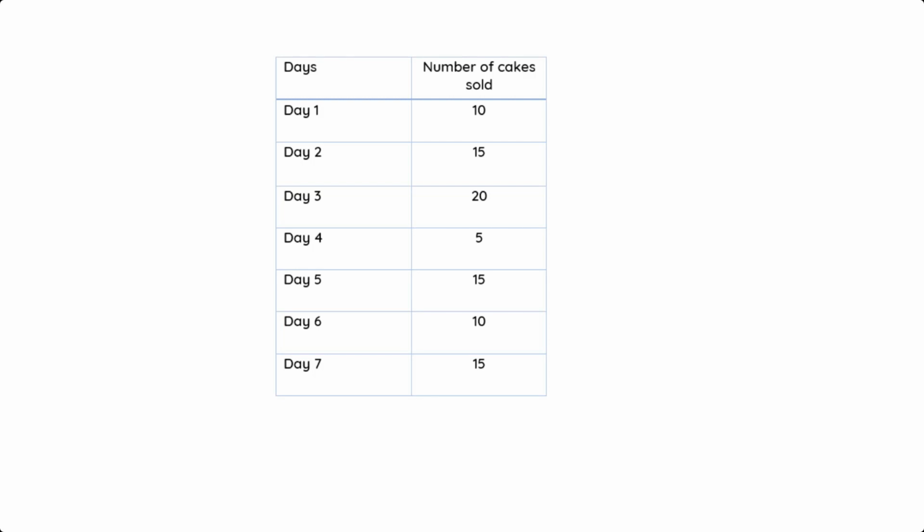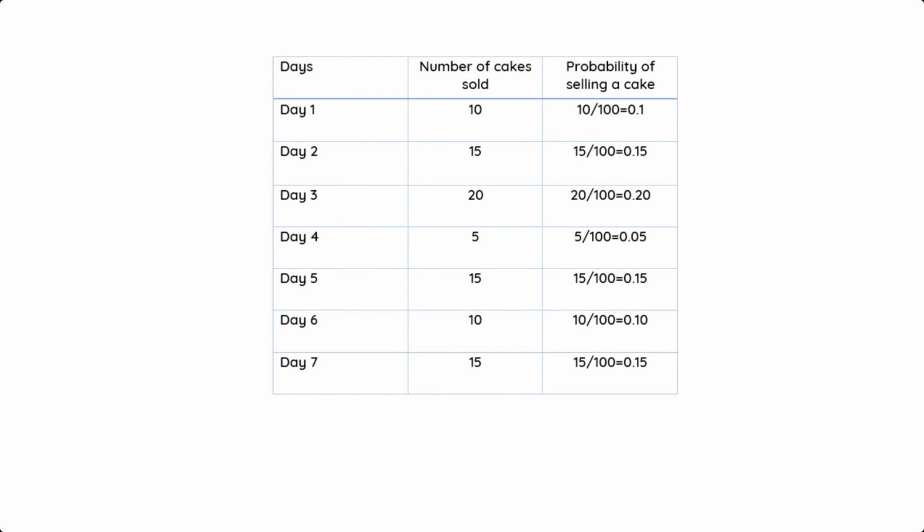We have a complete table that shows us the days, the number of cakes sold in a day, and the probabilistic value of selling a cake on each day. This table simply means that the probability of selling a cake on day 1 is equal to 0.1, the probability of selling a cake on day 2 is equal to 0.15, the probability of selling a cake on day 3 is equal to 0.20, and so on.